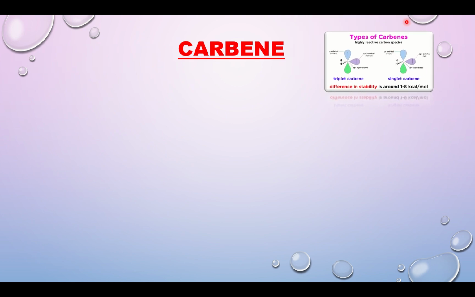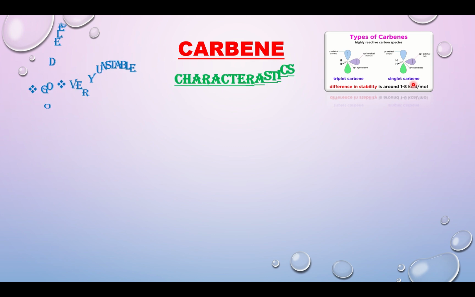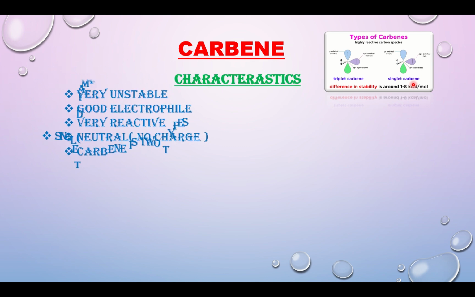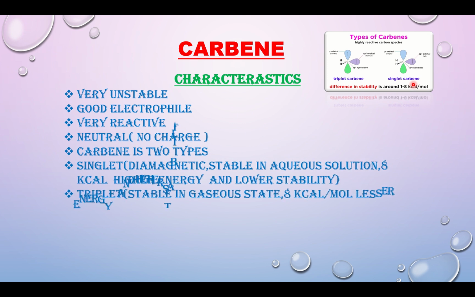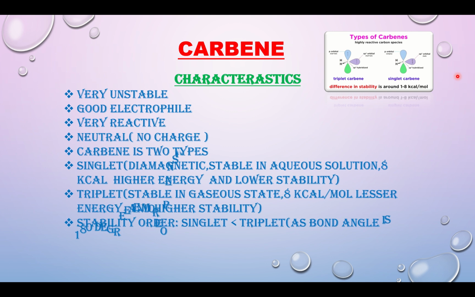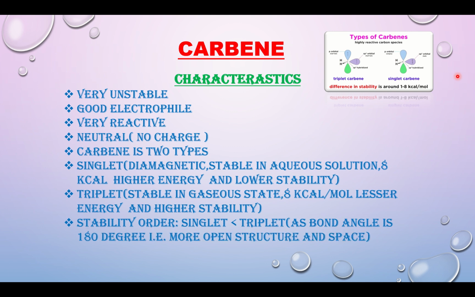Then comes the next part, carbene. Here you can see the carbene. It's a triplet carbene and a singlet carbene. Now comes the characterization part. Here, carbene is very unstable, a good electrophile, very reactive, neutral, no charge. Carbene is of two types, that is singlet and triplet.